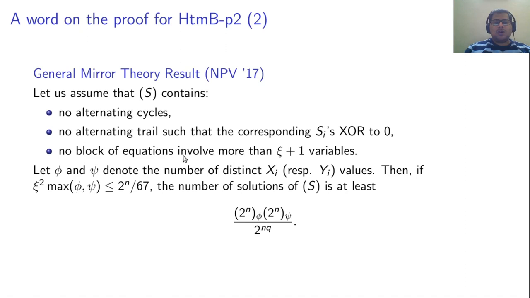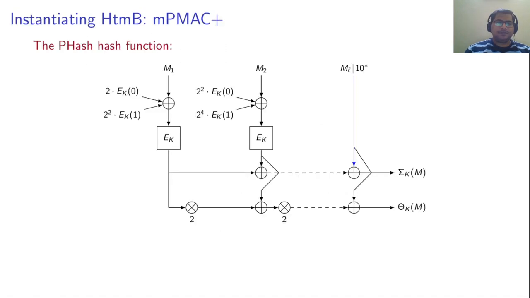And the number of block of equations involving more than xi plus 1 variables, this should be bounded as well. And what you can show is that this can again be bounded using the same analysis as used for the alternating cycles case. So ultimately, if you don't have these three conditions, then mirror theory says that you have a very good number of solutions. And when we plug in these solutions, we get the result for HDMB P2 as well.